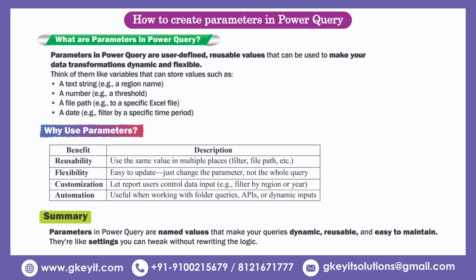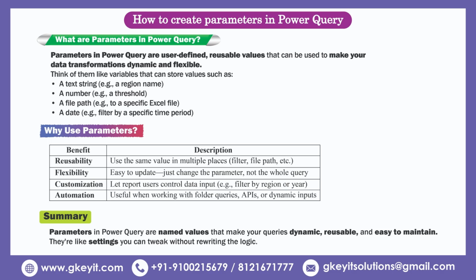Parameters in Power Query are user-defined reusable values that can be used to make your transformations dynamic and flexible. Think of them like variables that can store values such as a text string, for example a region name, a number, for example a threshold, a file path to a specific Excel file, or a date, for example to filter by a specific date.